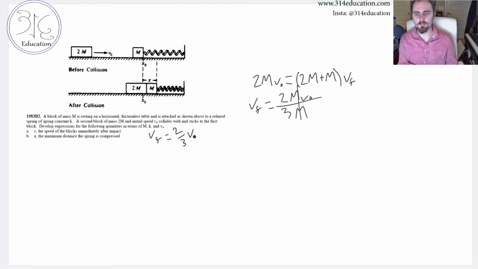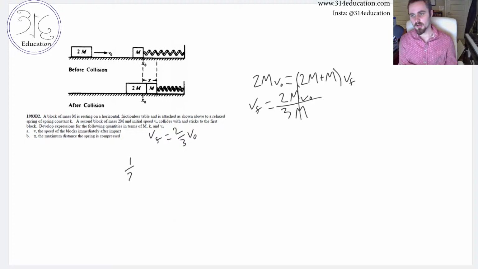This is a pretty simple one. Yeah, so we expect our final velocity after this impact to be 2/3 of our initial velocity. I think both of these parts were single multiple choice earlier, because now we want to find x, the maximum distance the spring is compressed.